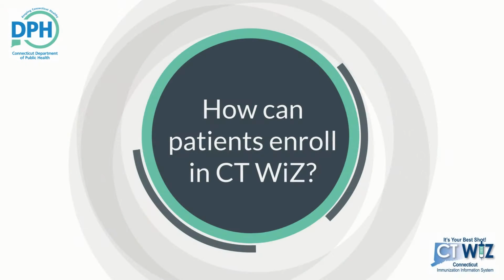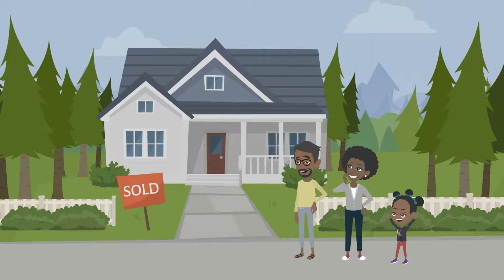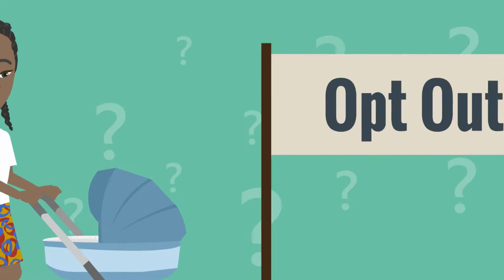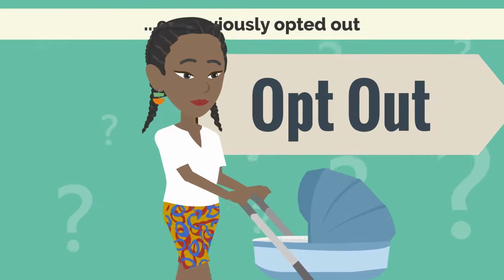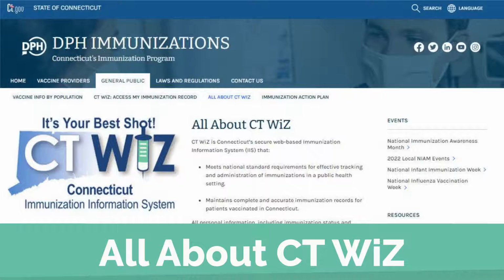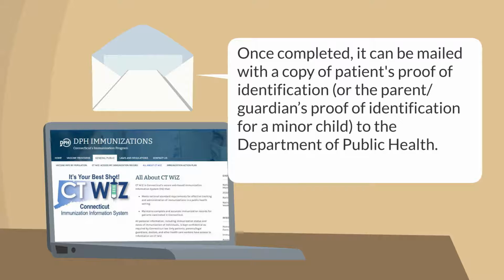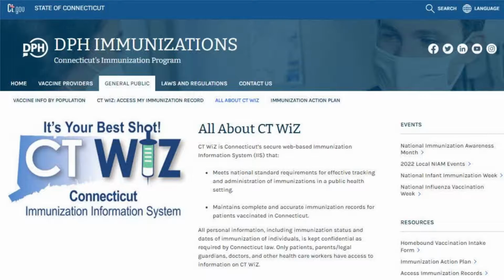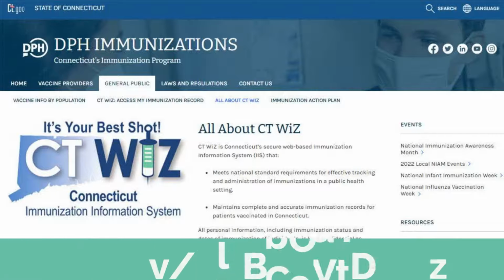How can patients enroll in Ct Wiz? Some patients, either new to Connecticut or who previously opted out, may wish to enroll or re-enroll in Ct Wiz. The form to enroll or re-enroll is posted on the All About Ct Wiz website in multiple languages. Once completed, it can be mailed, with a copy of the patient's proof of identification, or the parent or guardian's proof of identification, for a minor child, to the Department of Public Health. The All About Ct Wiz website is located at ct.gov/.